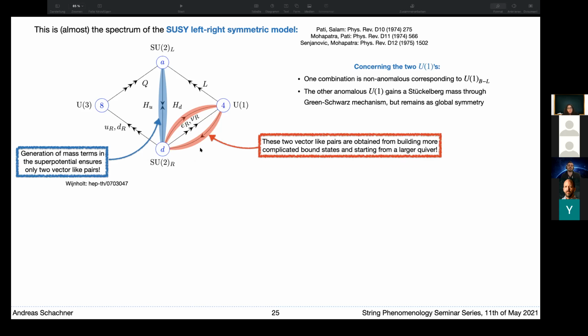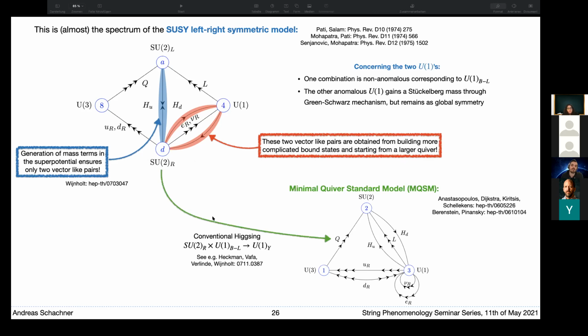Now, finally, to get to the standard model, you use conventional Higgsing to break the SU2R times U1 B minus L down to the hypercharge U1, which is, for example, explained in this paper by Heckman, Vafa, Verlinde, and Wijnholt. Okay, what you end up with is precisely the minimal quiver standard model. So this is great news. We just managed to realize the standard model on a single D3 brane at a dP5 singularity.